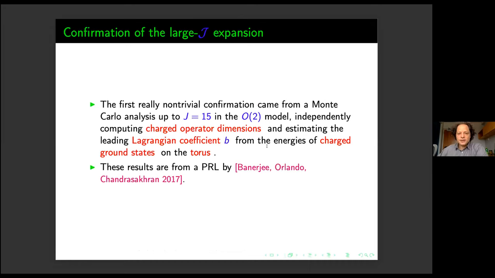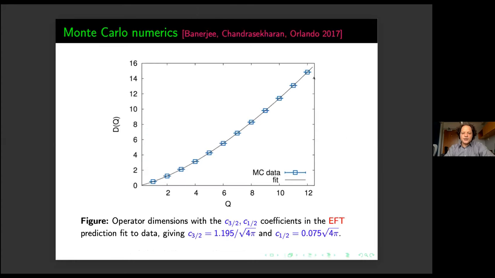So the first really non-trivial match came from a Monte Carlo analysis up to j equals 15 by Banerjee, Orlando, and Chandrasekharan from 5 years ago, independently computing charged operator dimensions and estimating these two leading unknown Wilson coefficients. So by fitting with high j results, the authors were able to draw a theory curve for the asymptotic expansion, this line, and then all of these boxes are Monte Carlo data points with extremely invisible errors. And you can see that even for low J, they go through these low J data points extremely precisely, even extrapolating them to J equals 0.